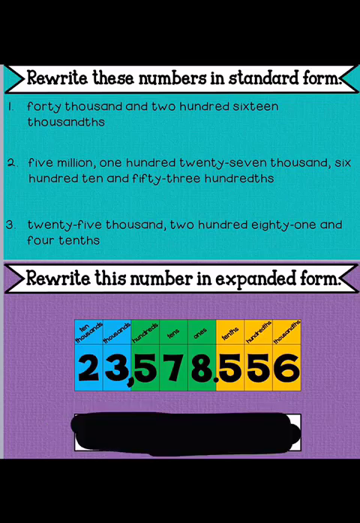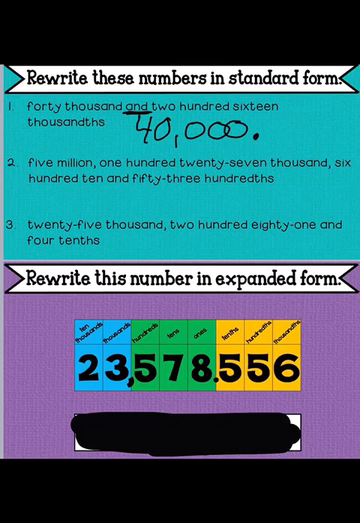Now let's take a look at this number at the top that's written in word form. We want to rewrite it in standard form. It says 40,216 thousandths. Well, first I hear 40,000, okay? 40,000. The next word I see is and. We know that when we hear the word and, that means that there is a decimal.